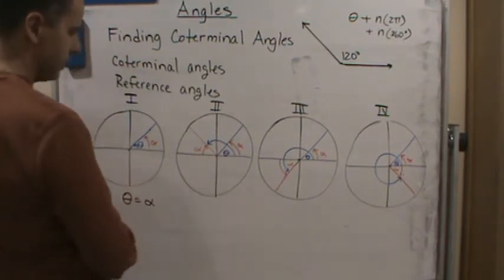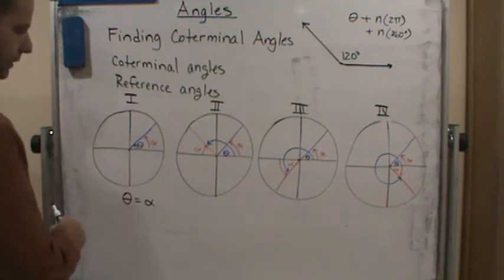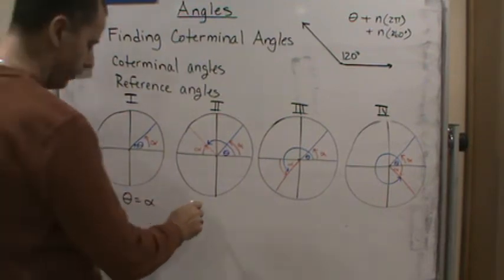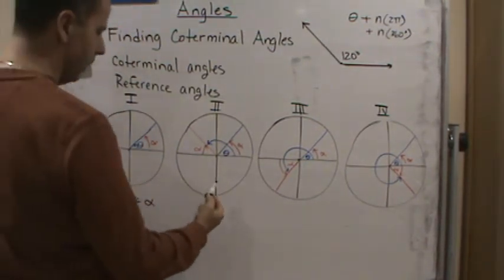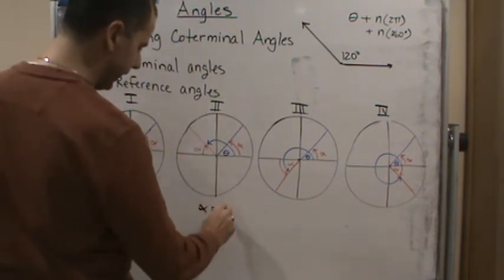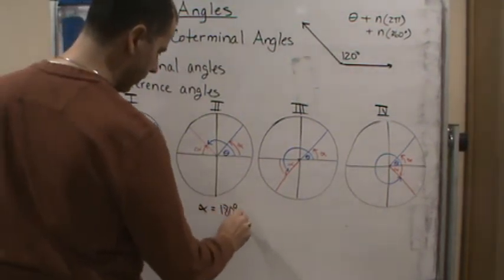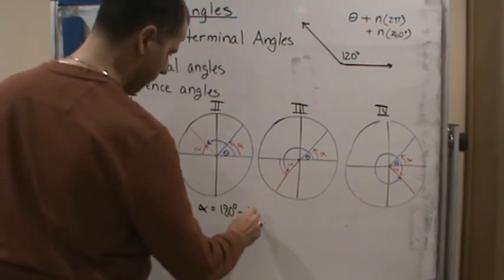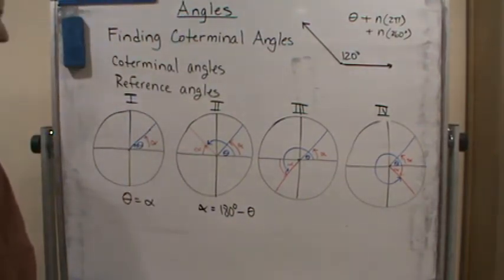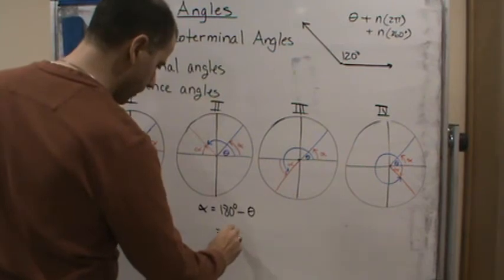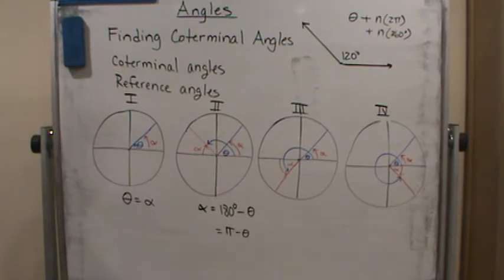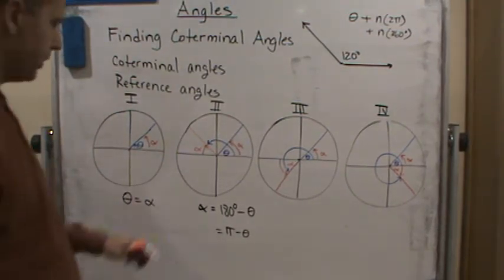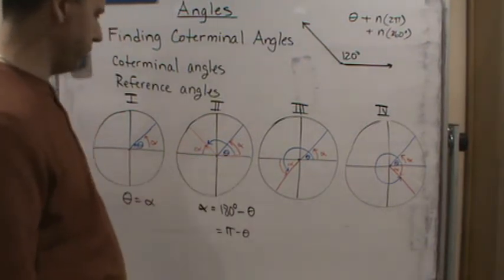Now, how do I represent alpha in this case? How do I get the reference angle? Well, in this case, my reference angle alpha is going to be 180 degrees minus theta, or pi minus theta. Notice that this reference angle is the same as that reference angle.